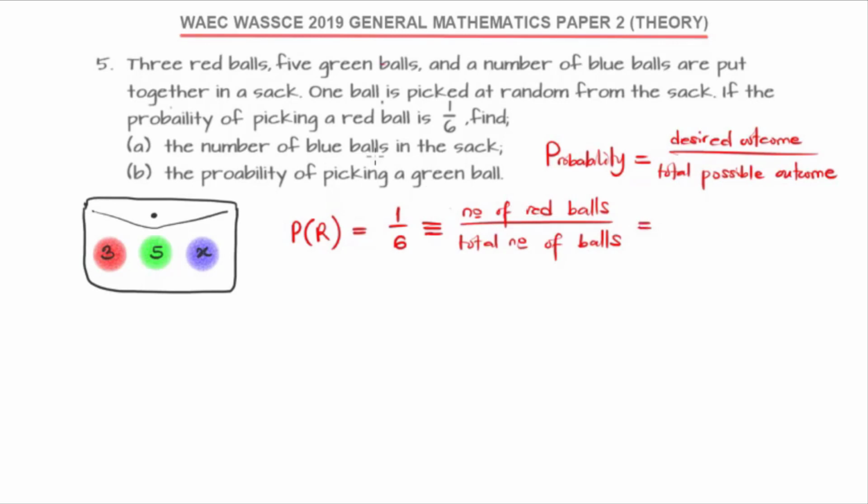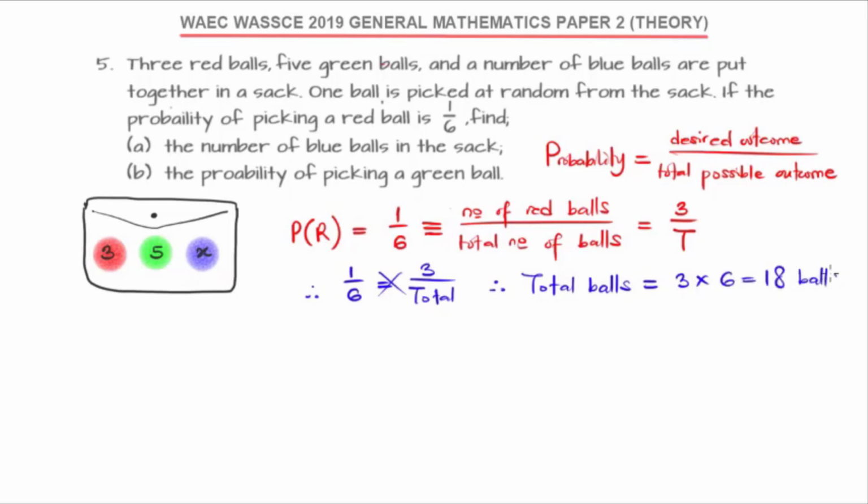The number of red balls is 3. But the total number of balls, we can say is T, we don't know. So that means 1 over 6 is 3 over T, and if you cross multiply, the total number of balls in the sack is 3 times 6, and that is 18 balls. So we have 18 balls in total, and 3 of them are red, 5 of them are green.